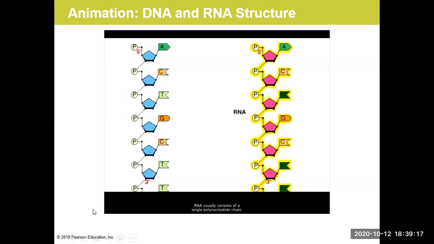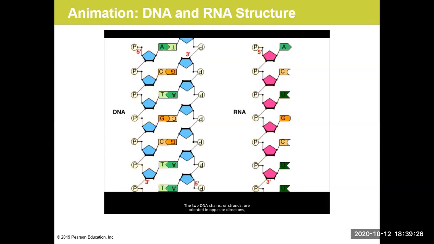RNA usually consists of a single polynucleotide chain. DNA, on the other hand, consists of 2 polynucleotide chains. The 2 DNA chains, or strands, are oriented in opposite directions and held together by hydrogen bonds between the nitrogenous bases on opposite strands. Because of their sizes, shapes, and arrangement of polar groups, the DNA bases form complementary pairs. Adenine pairs with thymine, and cytosine pairs with guanine.